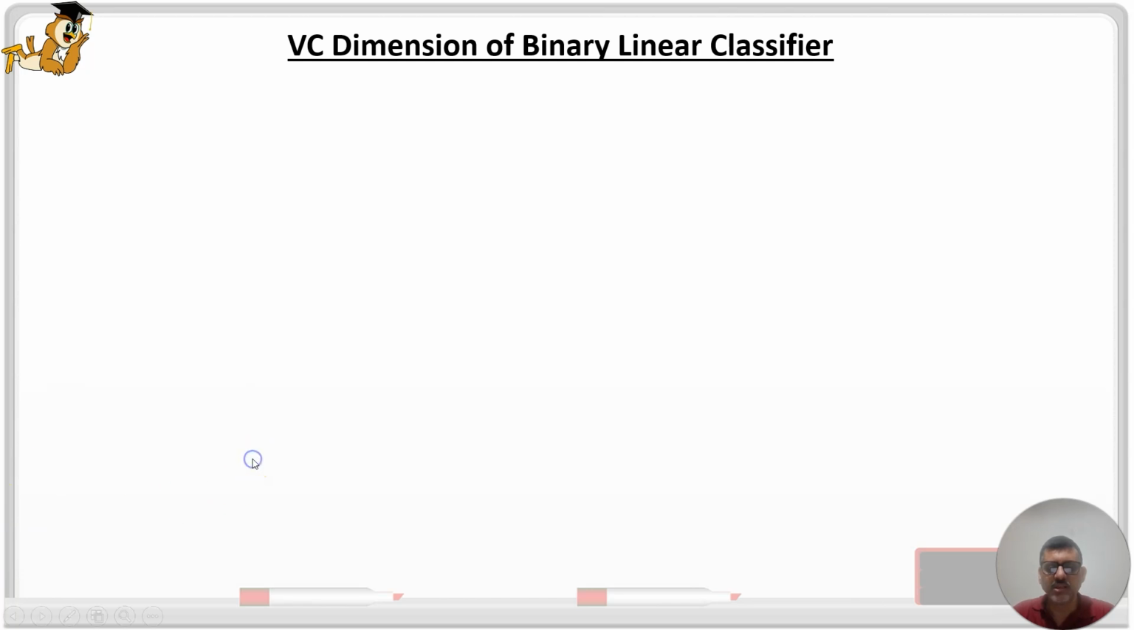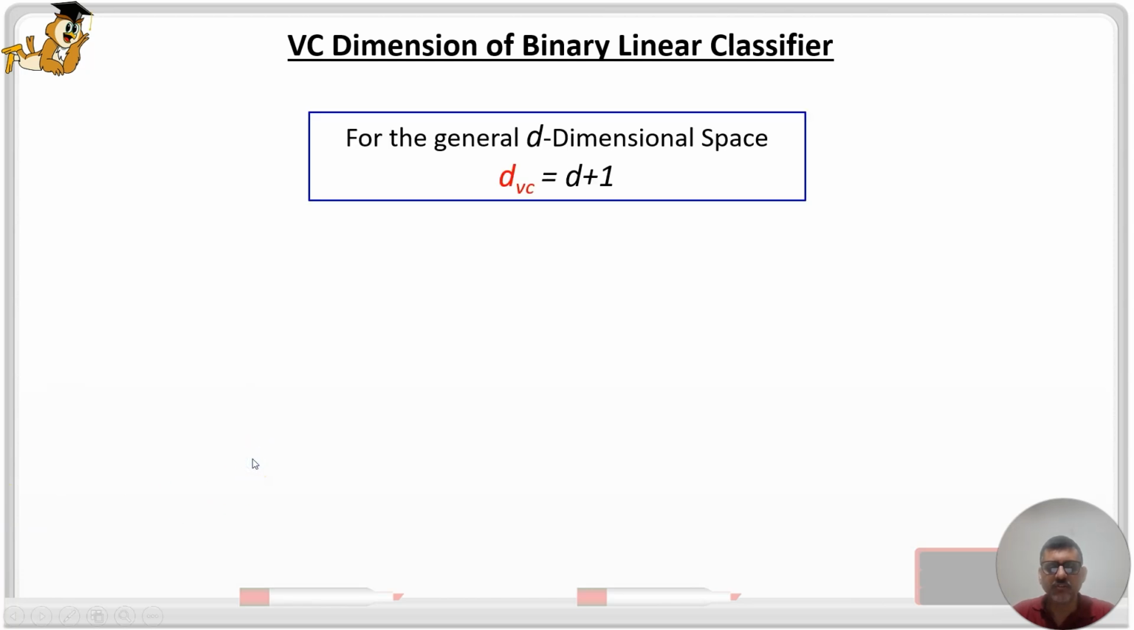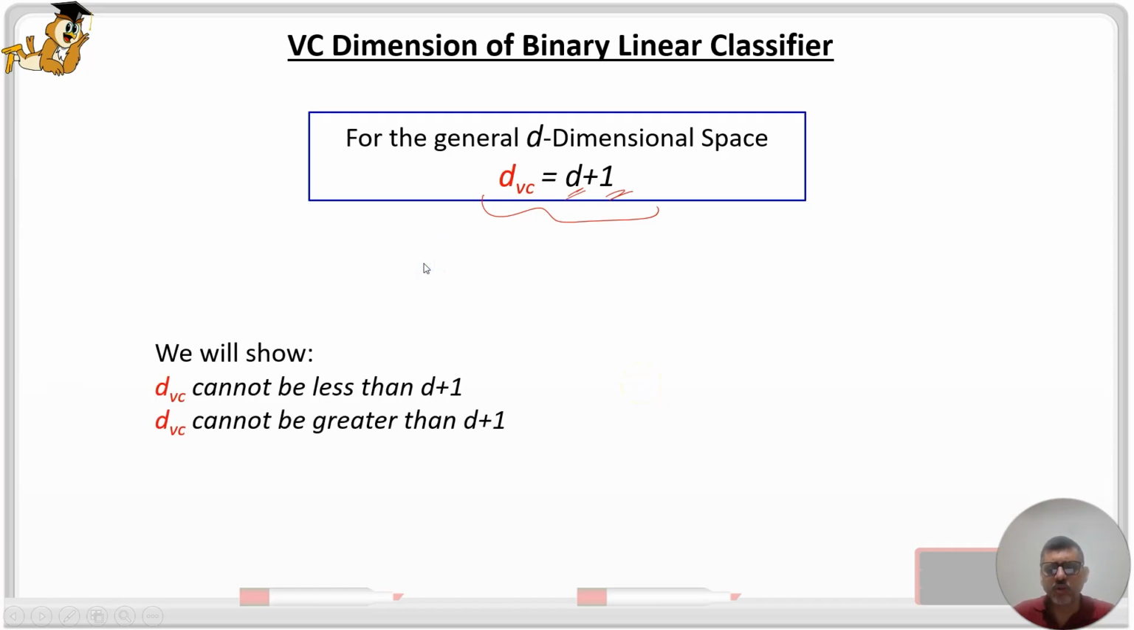So what is the result in question? The result that we want to prove says that for the general d-dimensional space, the VC dimension of the binary linear classifier is equal to d plus 1. In other words, equal to the number of dimensions plus 1. That's the result that we want to prove now. Okay. We are going to do this by showing two things. We are going to show that d_VC cannot be less than d plus 1.